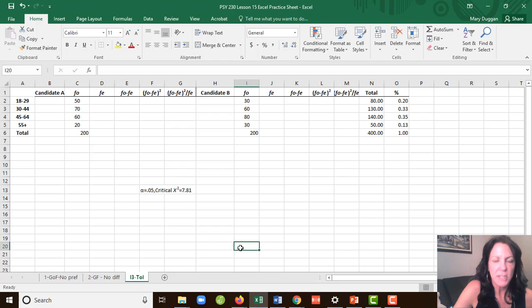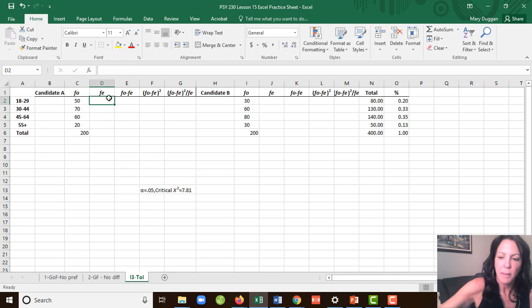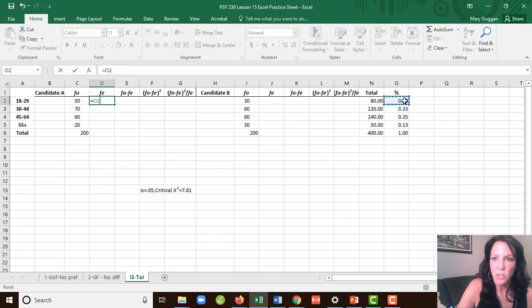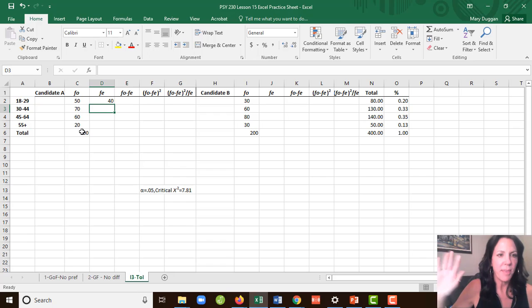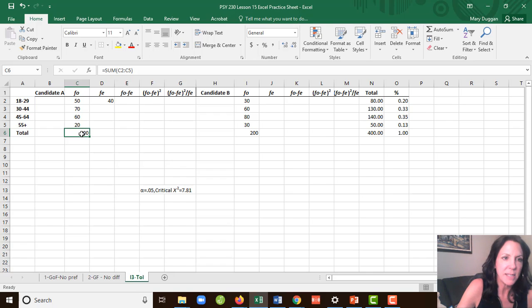All right. Next thing we're going to do is find our expected frequencies. And like I explained previously, this just involves taking the percentage in the row and multiplying it by the total in the column. So I'm going to do that. I'm going to go equals, hit the percentage 20 times 200. So let's just talk about what that was again. I know that 18 to 29-year-olds represent 20% of the population here. So in that case, that means that 18 to 29-year-olds should have 20% of 200. That only makes sense.